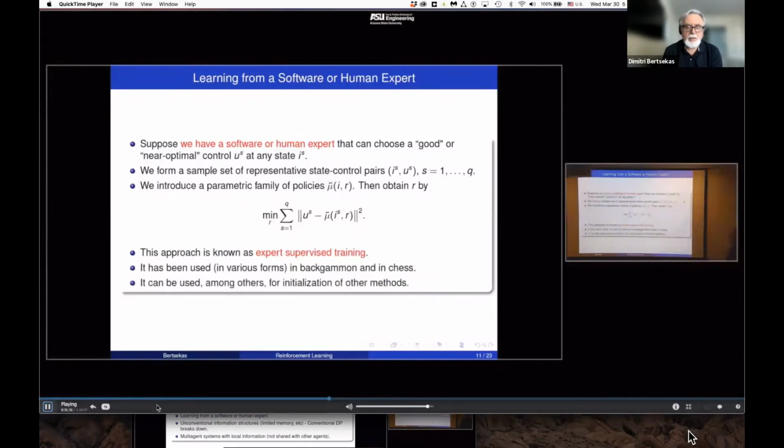Another, of course, main difficulty with this is that you don't expect approximation in policy space to do better than the expert that you train it with. You cannot expect to improve on the performance of the expert. However, this may be a good policy to use as a starting point, to initialize some other method. It has been used, for example, in AlphaGo, which uses this type of initialization for a more complicated method.